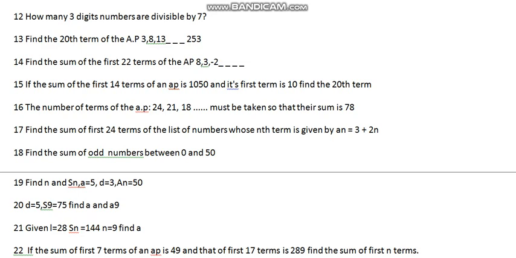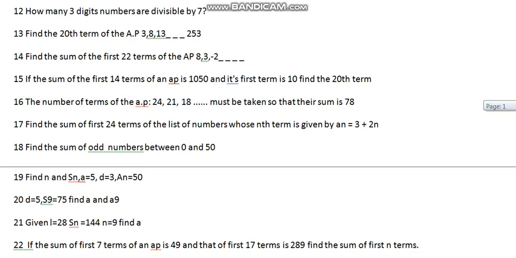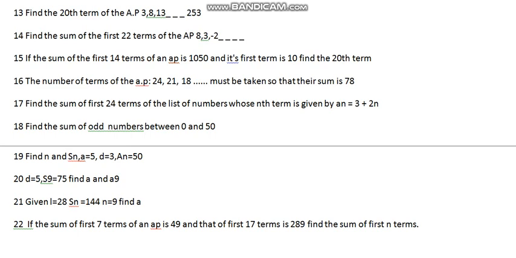How many 3-digit numbers are divisible by 7? Very simple. Previously we have seen the 2-digit numbers divisible by 3. Now it is similar to that one. Then find the 20th term of the AP. Very simple. You are given A and you can find D, and you are given the last term. In that one, the 20th term is asked. You can use the last term formula and it is very easy also.